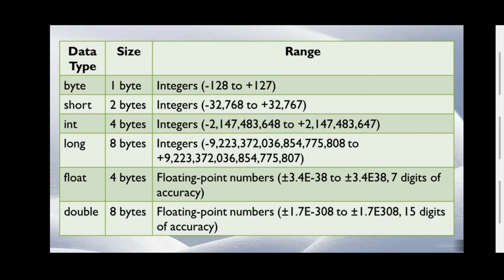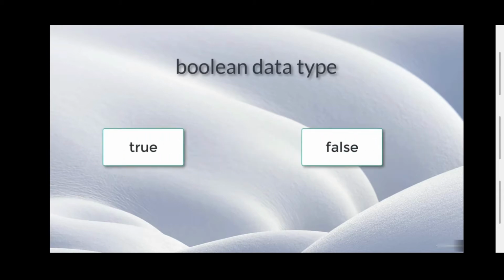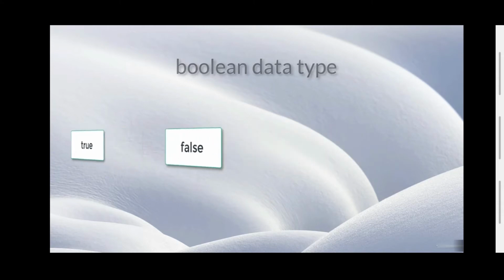Some other data types that we will work with include booleans. So the boolean data type has only 2 possible values, either true or false. Use this data type for simple flags that track true or false conditions, and this data type represents 1 bit of information, but its size isn't something that's precisely defined.